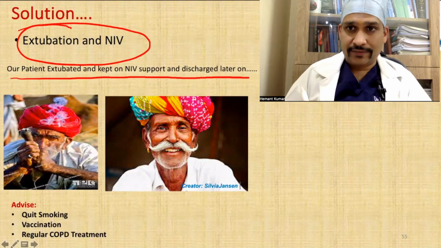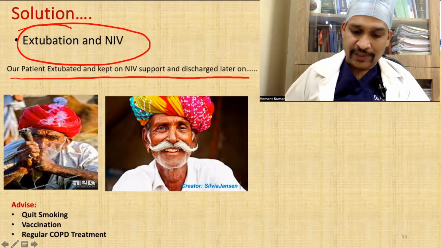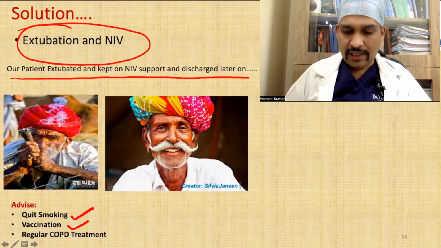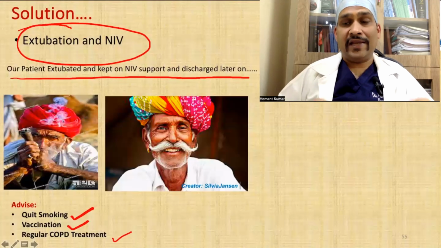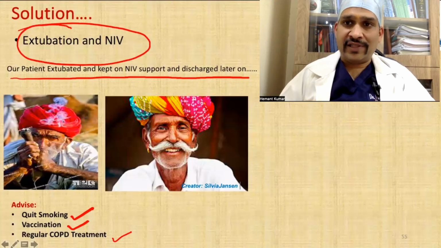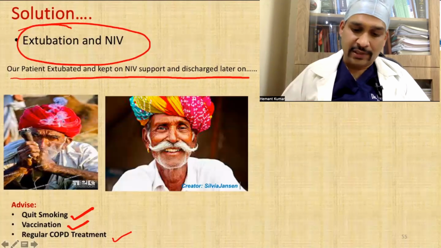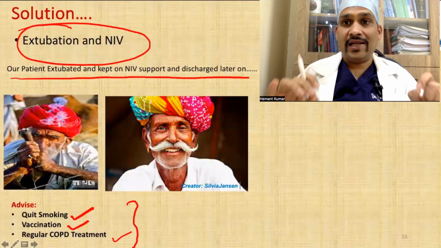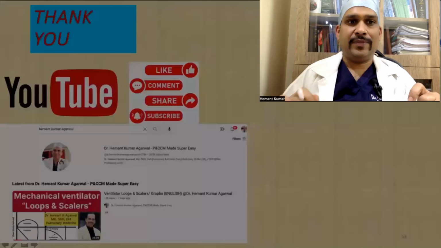Don't forget, ask the patient to quit smoking, vaccinate the patient with pneumococcal and influenza vaccine, and ask the patient for regular COPD treatment. Because every exacerbation reduces lung function and increases morbidity and mortality. So to prevent further exacerbation, please do these three things: quit smoking, vaccination, and regular COPD treatment.